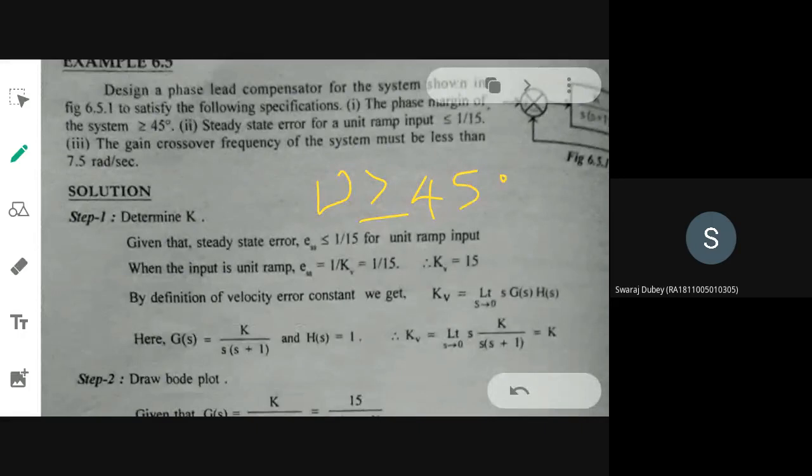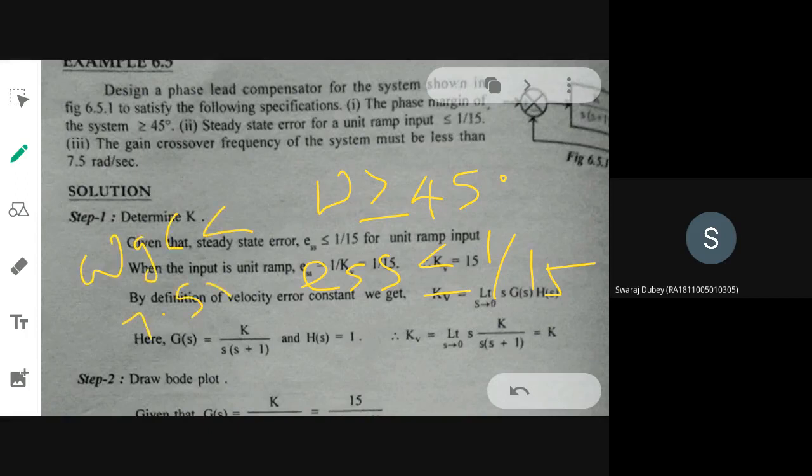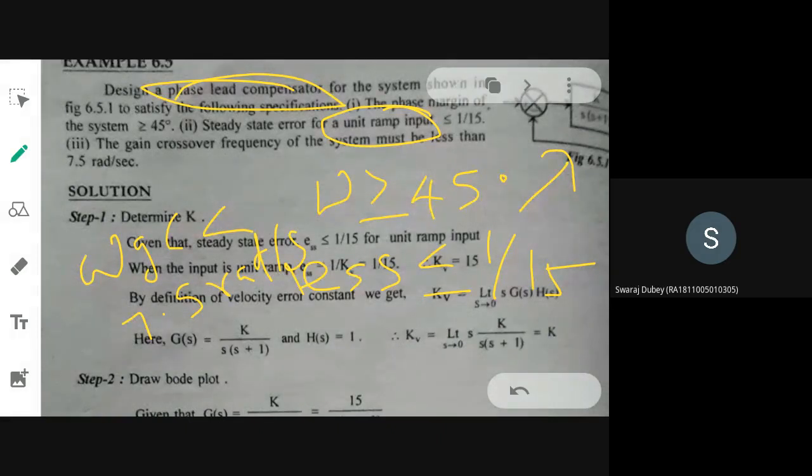Then what else is given? The steady state error should be less than or equal to 1 by 15. And the gain crossover frequency should be less than what value? 7.5 radians per second. You want to satisfy all these things. In order to satisfy them, you have to design a phase lead compensator for this particular system. And what is the nature of the input that I have specified? Unit ramp.